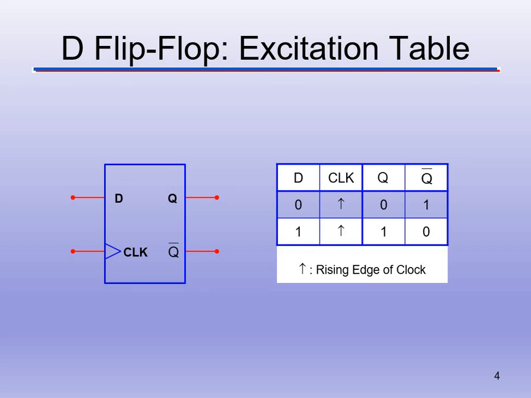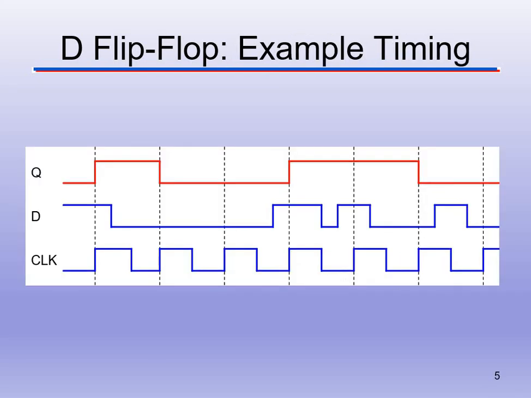Alright, so Q will always follow D. Whatever D is, the next time through, Q follows D. We have Q and Q naught, or not Q. So if Q is 0, Q naught will be 1. If Q is 1, Q bar or Q naught will be 0. So that's what's going to happen on the rising edge of the flip-flop or the clock. As the clock signal comes in, we're going to translate through here.